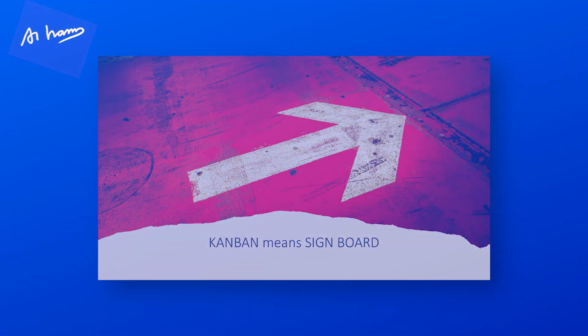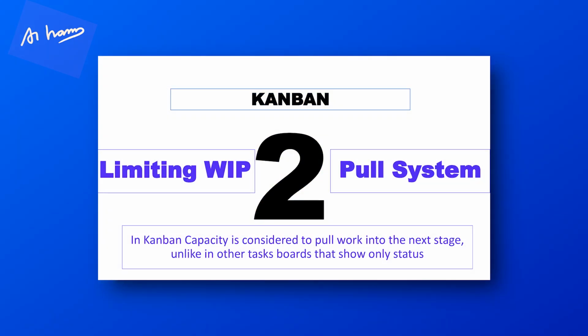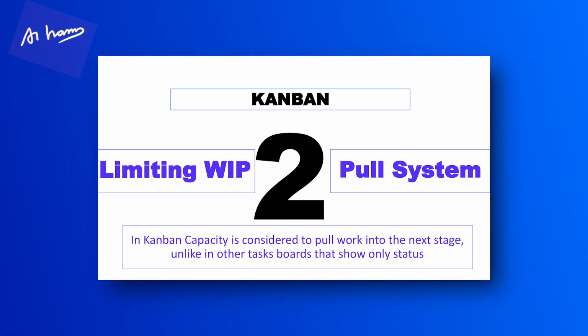It's like a signboard. Kanban has 2 important things. One, Kanban has a dedicated capacity. Now, based on the dedicated capacity, you make two important things in Kanban. One is limiting the work in progress. Two, Kanban has a pull system. Okay. What do you mean by limiting work in progress?